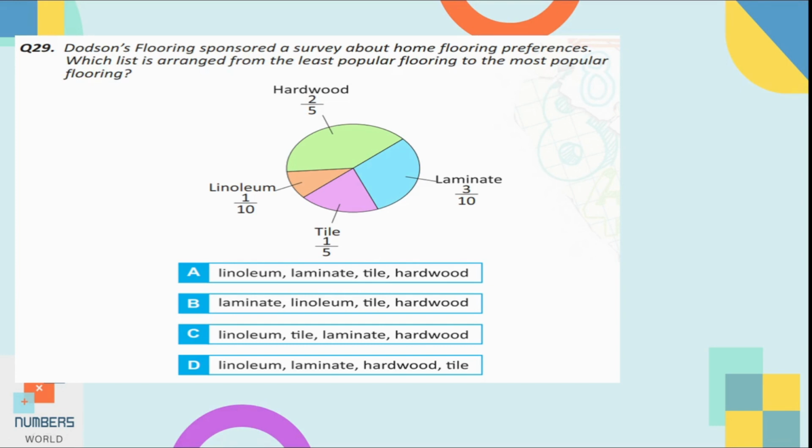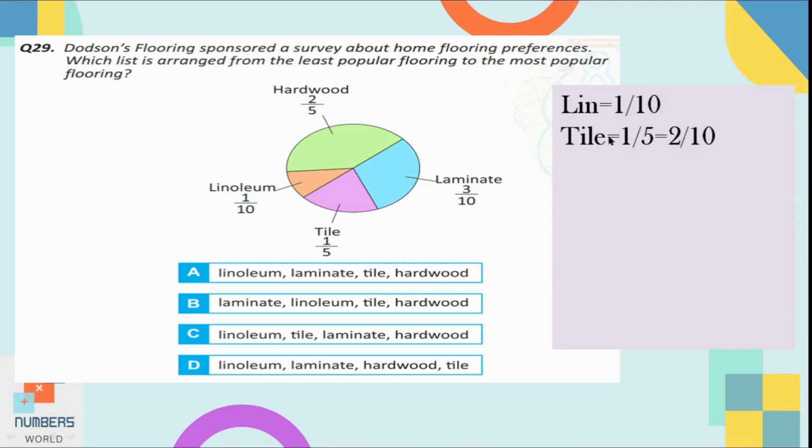The LCM of 5 and 10 is 10. So first of all, we have linoleum, which is 1 by 10. It has 10 in the denominator already. Then we have tile, which is 1 by 5. To make the denominator same, we will multiply 1 by 5 by 2, which is equal to 2 by 10. After that, laminate, it's already 3 by 10. And at the end, we have hardwood, which is 2 by 5, and we will multiply it by 2 to make the denominator same. So the new fraction is 4 by 10.